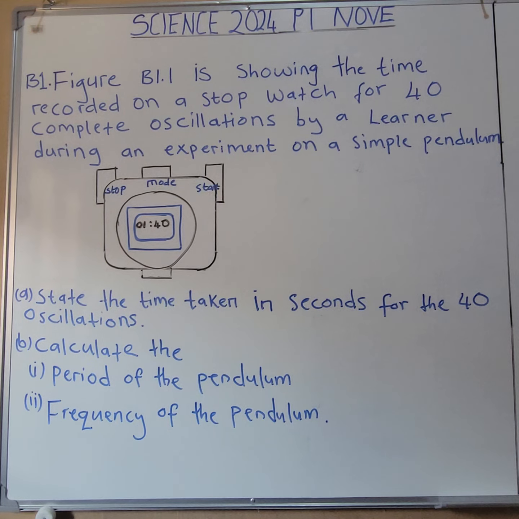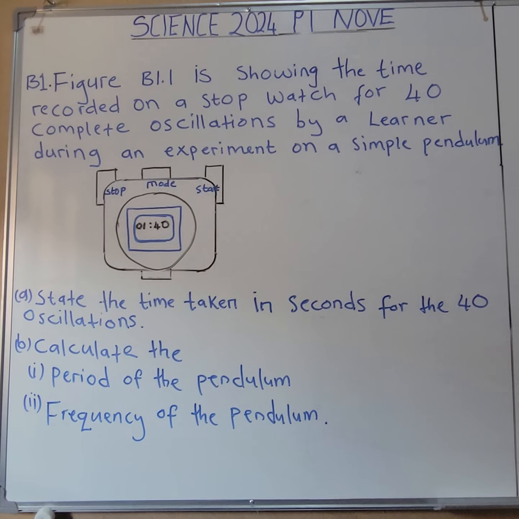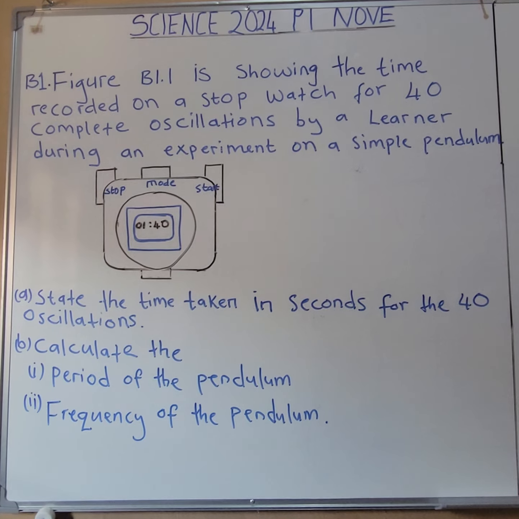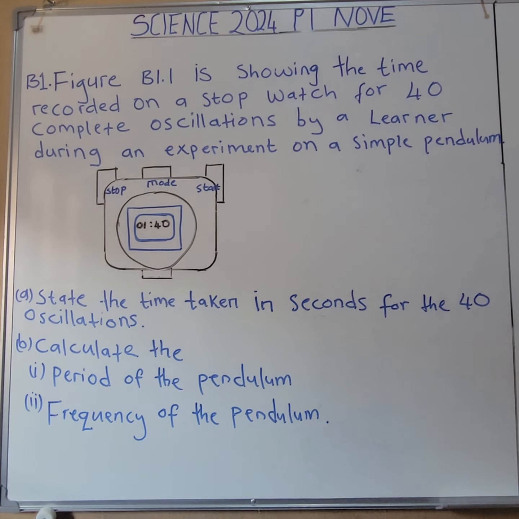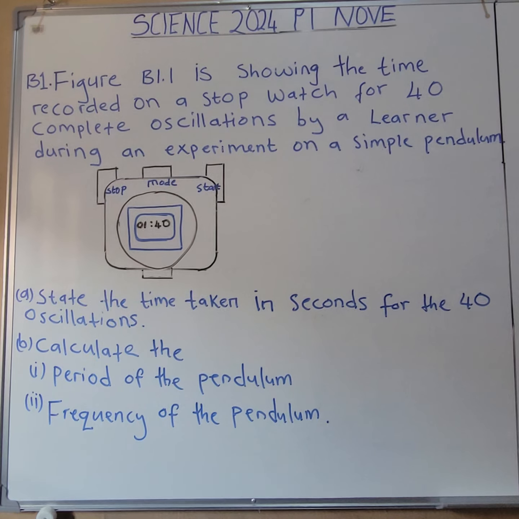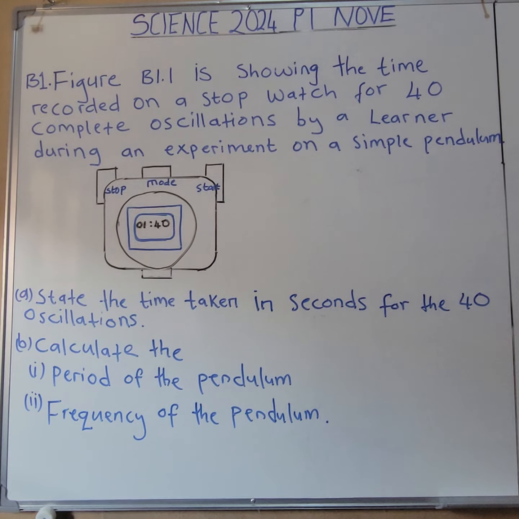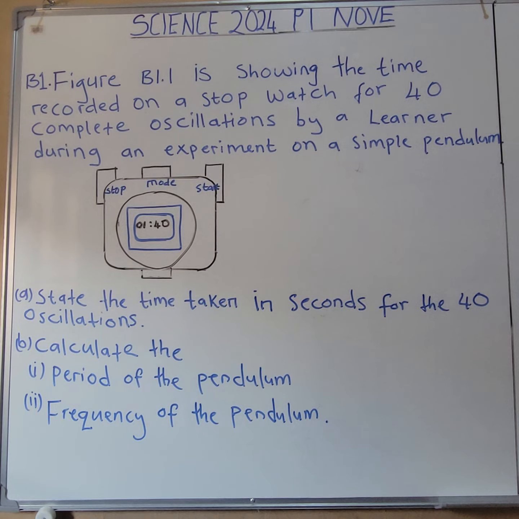Then later on, we are going to calculate the period of the pendulum as well as the frequency of the pendulum. Now when you look at this question, they have given us the time from the stopwatch. Also, they have given us the number of oscillations, so 40 is the number of oscillations.